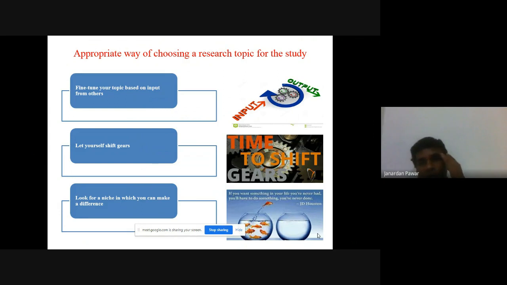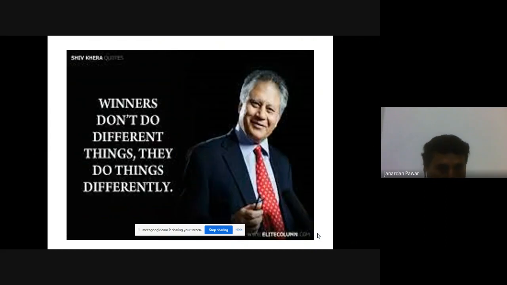And whatever steps, whatever things we have seen, those can be called appropriate ways of choosing a research topic for the study. I know that there are other questions in your minds, but all those questions will be answered. Before that, let me give you something different. I remember Shiv Khera said like this, I quote: winners don't do different things, they do things differently. And I want to see all of you as winners in the PhD interview. So this one is just a motivating thought for you all.